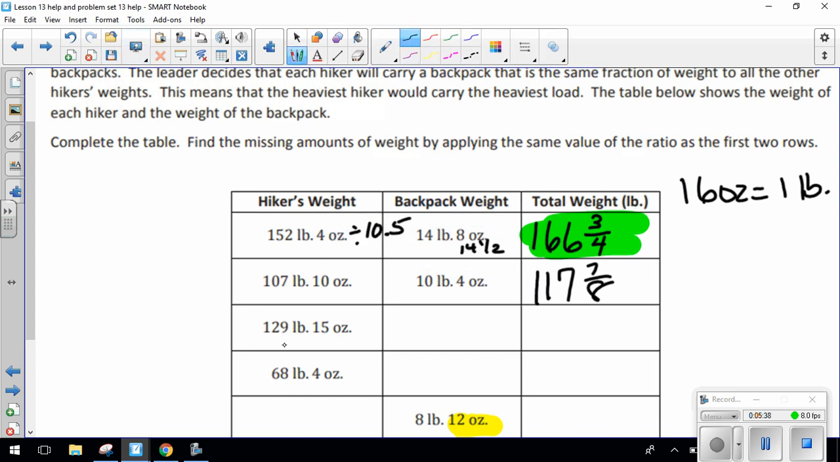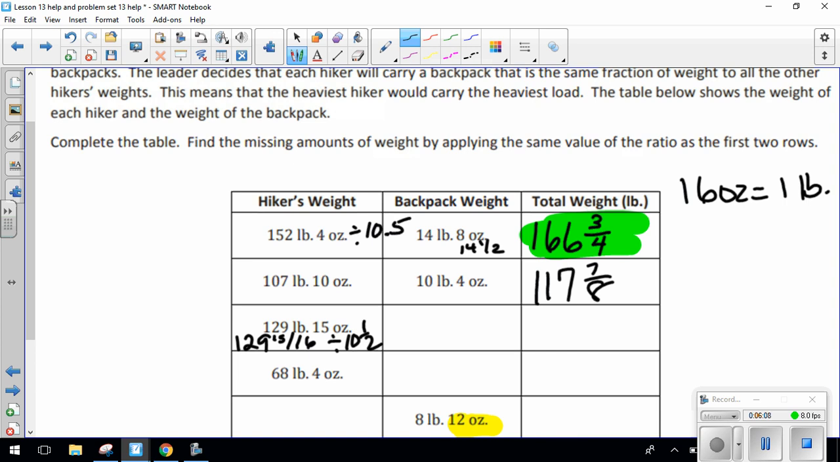So down here, for 129 pounds and 15 ounces, this is going to be 129 and 15/16. I'm going to divide this. We'll use 10 1/2. I found the decimal at home because I don't have a calculator like yours here at my house. So we're going to use 129 and 15/16 and divide it by 10 1/2.